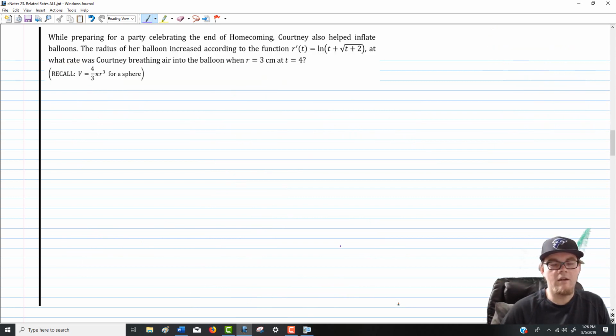Okay, the second one in here. Very similar problem. In this case, I've just made one little change. It says in this third example, while preparing for a party celebrating the end of homecoming, Courtney also helped inflate balloons. Just seems to be the thing to do at this point. The radius of her balloon increased according to the function r prime of t equals the natural log of t plus the square root of t plus 2. Now, I don't know about you, but I would love to see the sensor that brings out that information. The question then is, at what rate was Courtney breathing air into the balloon when r equals 3 centimeters at t equals 4?